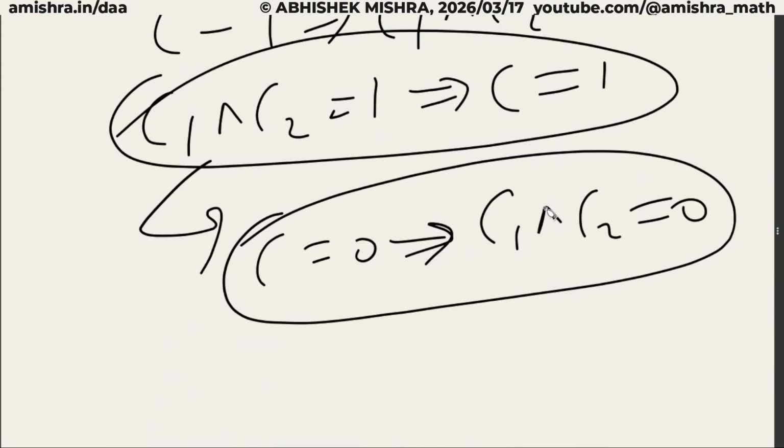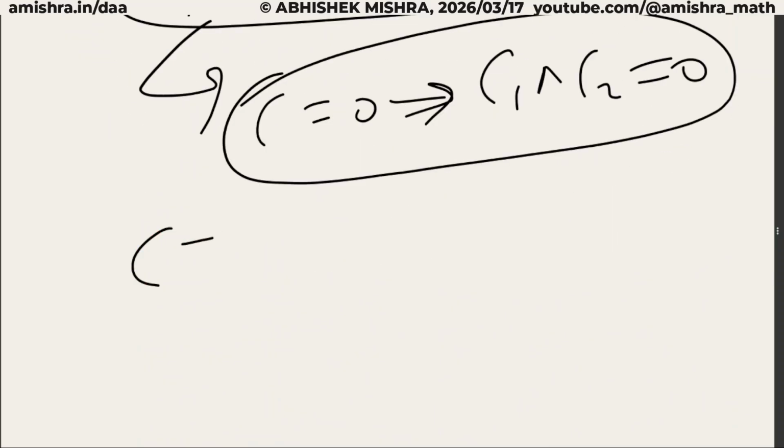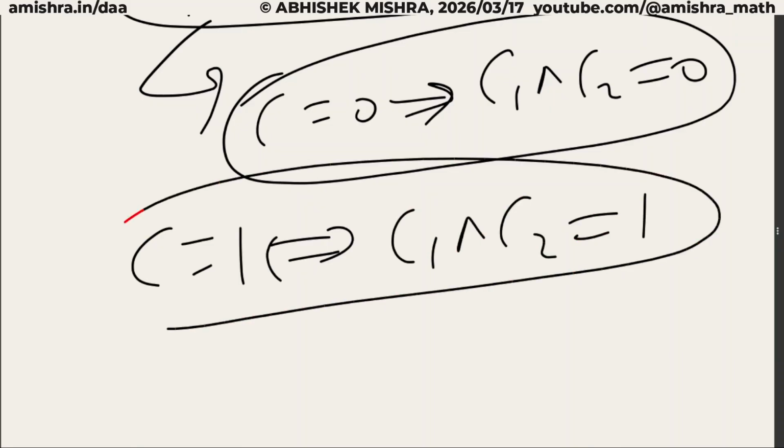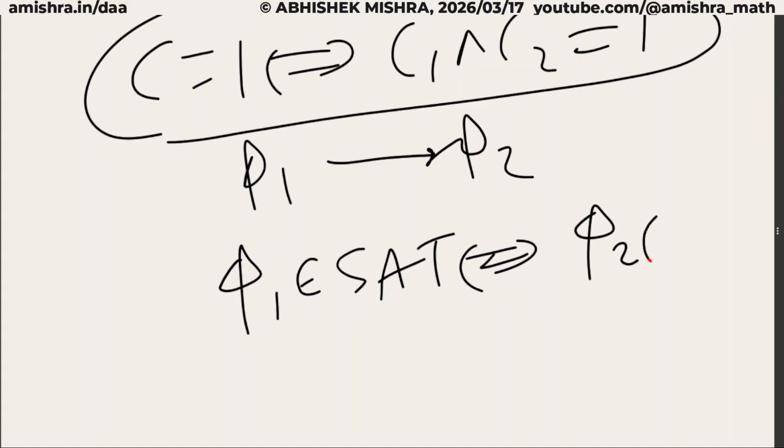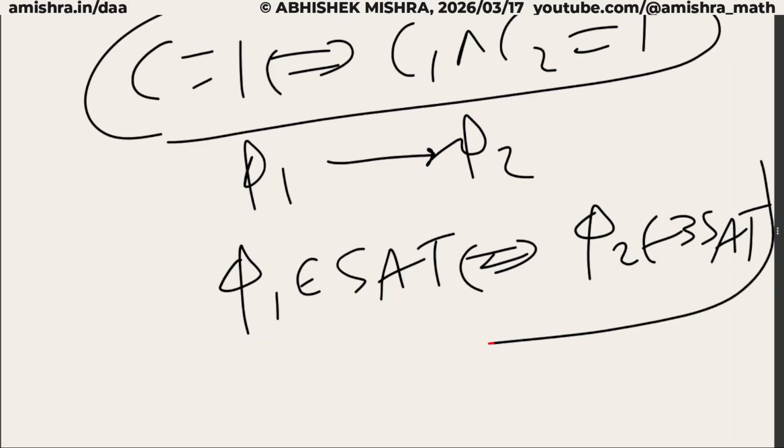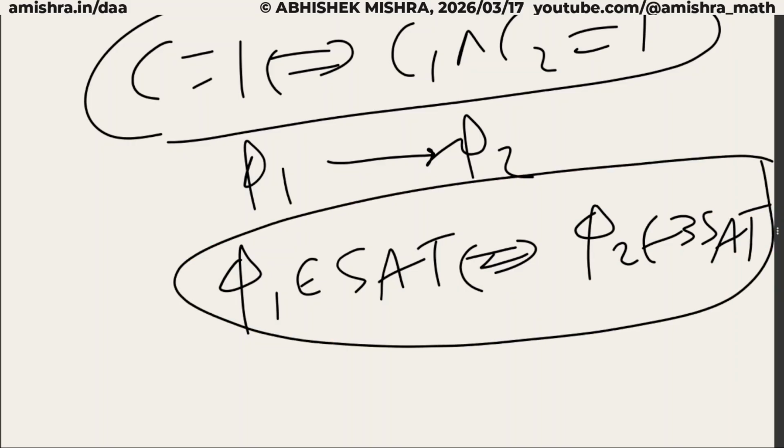So combining these two, we get the equivalence: C is 1 is equivalent to C1 and C2 is 1. So this proves that from phi 1 we get phi 2 such that phi 1 is in SAT is equivalent to phi 2 is in 3SAT. And how much time do we take in conversion? This is polynomial, you can easily see, a very simple transformation. So combining the two, it proves that 3SAT is also NP complete.